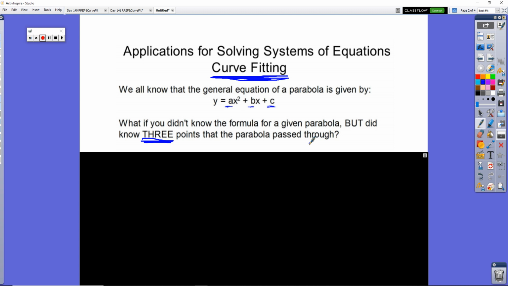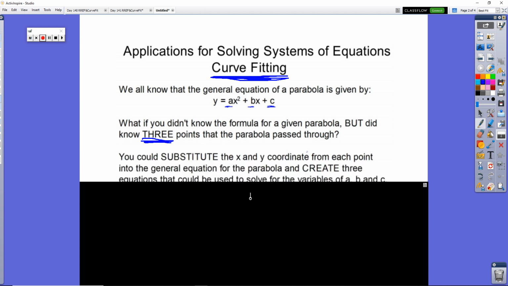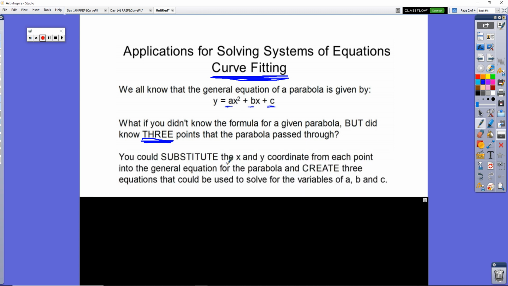What if you knew 3 points that the parabola passed through? Well, what you could do is substitute the x and y coordinates from each point into the general equation. Now remember, the x coordinate would go here, and the x coordinate would also go here, and the y coordinate would go right there. So the x's and the y's in this particular equation would no longer be the variables. They would be the things that you know.